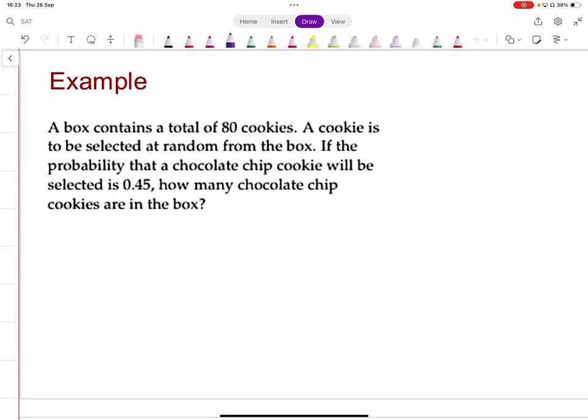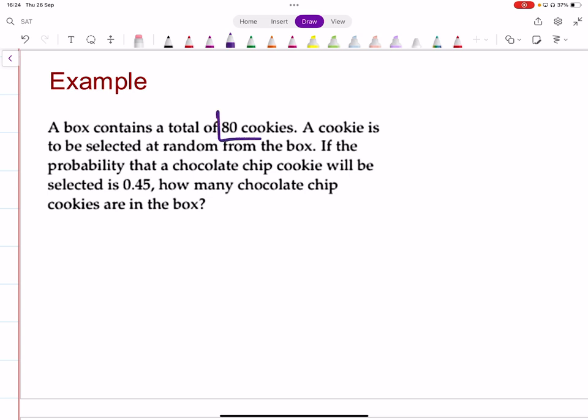A box contains a total of 80 cookies. A cookie is to be selected at random from the box. If the probability that a chocolate chip cookie will be selected is 0.45, how many chocolate chip cookies are in the box? Quickly. Yes? 36. 0.45 is the probability of getting a chocolate chip cookie. So you're given the probability in this case, and you have to find some missing number there.